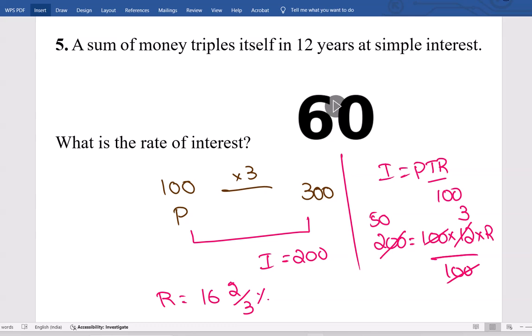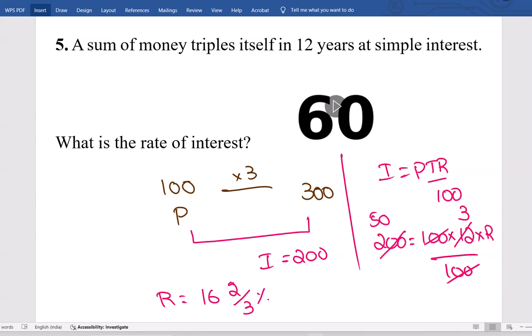Same thing only. You can see this question in terms of the percentage concept also. If any amount is triple, it means 200% increase. If the amount becomes 8 times, it means 700% increase.